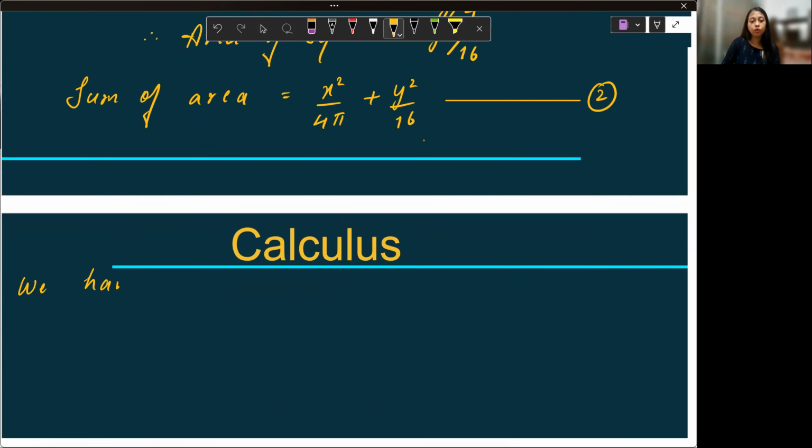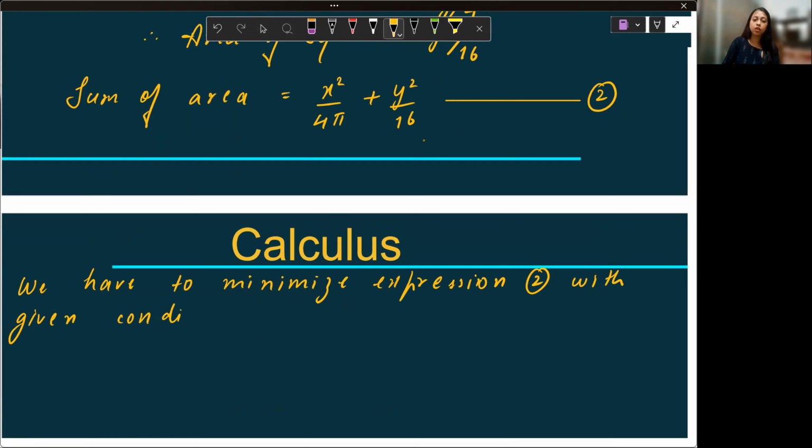We have to minimize expression 2 with given condition as 1. Okay. So using Lagrange's method, what do we do in Lagrange's method?